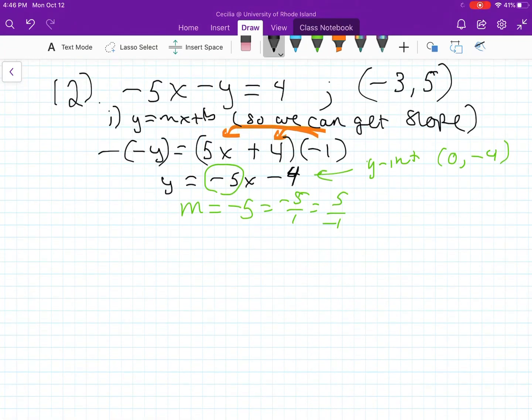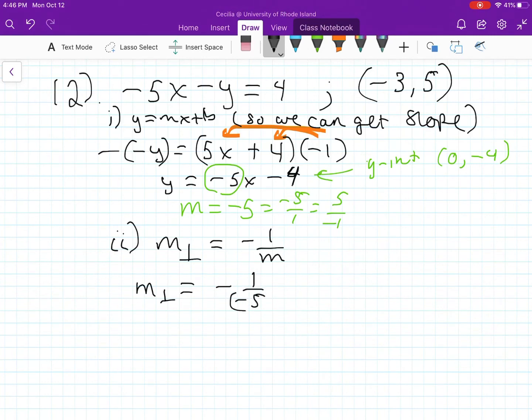All right. So the second thing we're going to do is get the perpendicular slope. And the perpendicular slope is the negative reciprocal of our slope. So it's negative 1 over m. In this particular case, it's a little easier than last time because it's a whole number. So our slope is minus 5. So it's negative 1 over negative 5. The negatives cancel and we get 1/5.